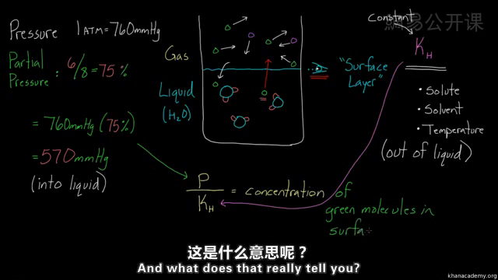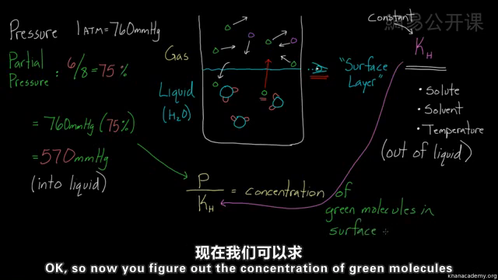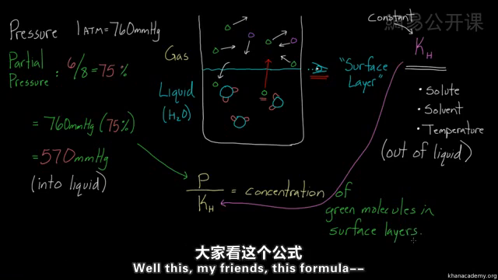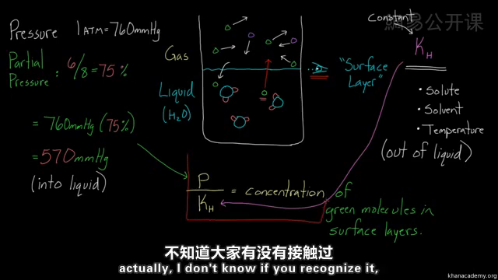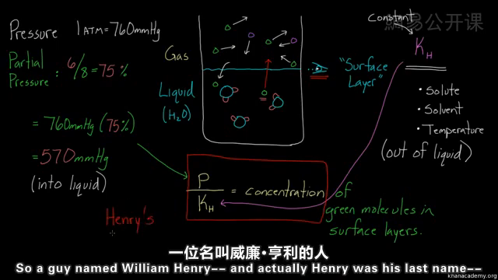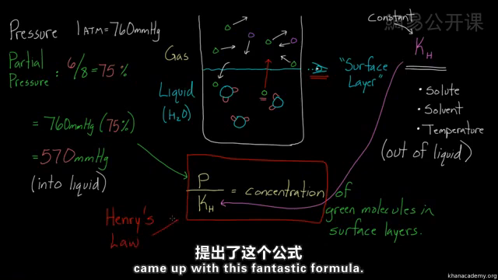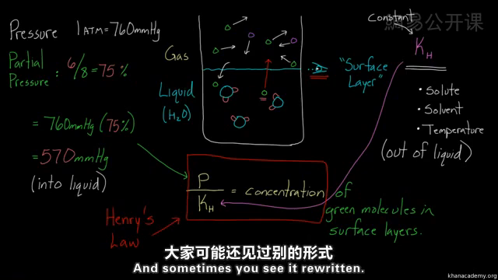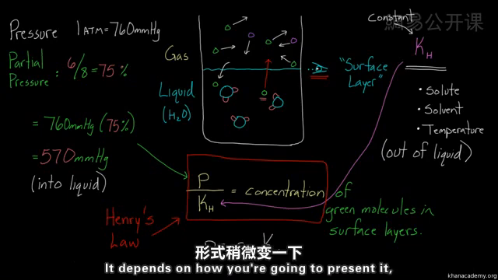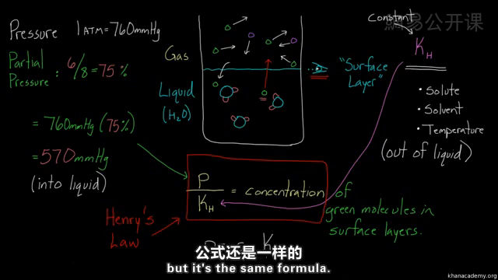And what does that really tell you? Okay, so now you figure out the concentration of green molecules in the surface layer. What the heck does that mean? Well, this, my friends, this formula, I don't know if you recognize it, but this is Henry's law. A guy named William Henry, Henry was his last name, came up with this fantastic formula. And sometimes you see it rewritten. You might see P equals concentration times K with a little h. It depends on how you're going to present it, but it's the same formula.